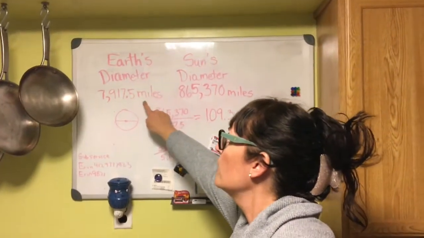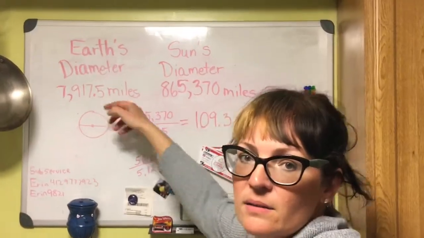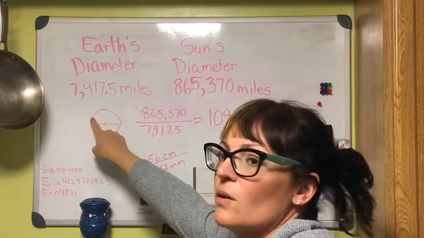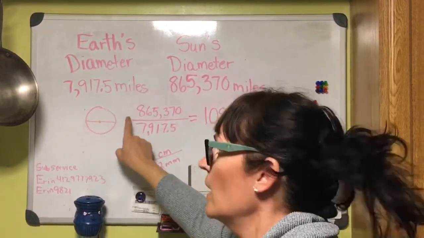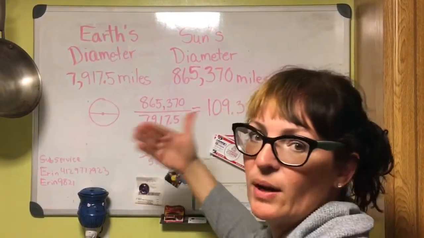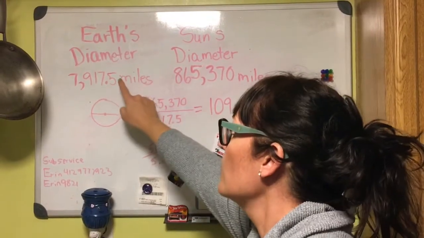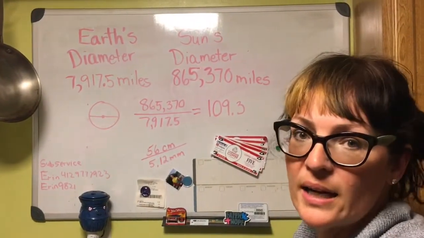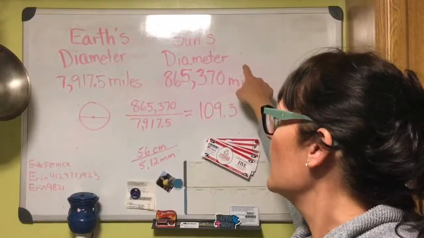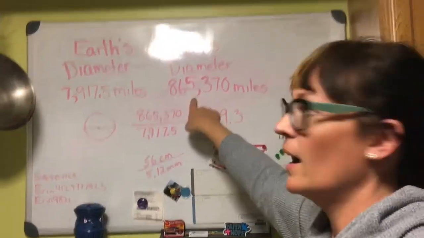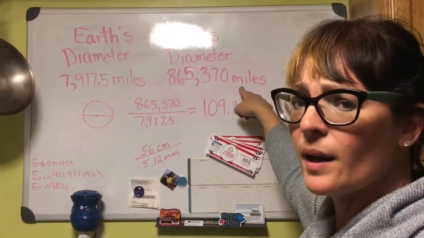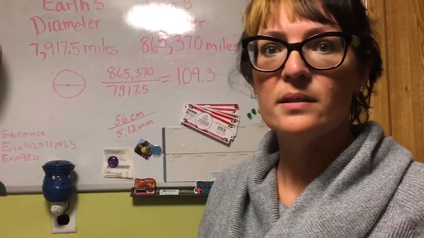First, we have the Earth's diameter, and the diameter of a circle or a sphere is the distance across from one side to the other through the center. So just as I'm talking about diameter, that's what that means. The Earth's diameter is 7,917.5 miles. The Sun's diameter is 865,370 miles in diameter.